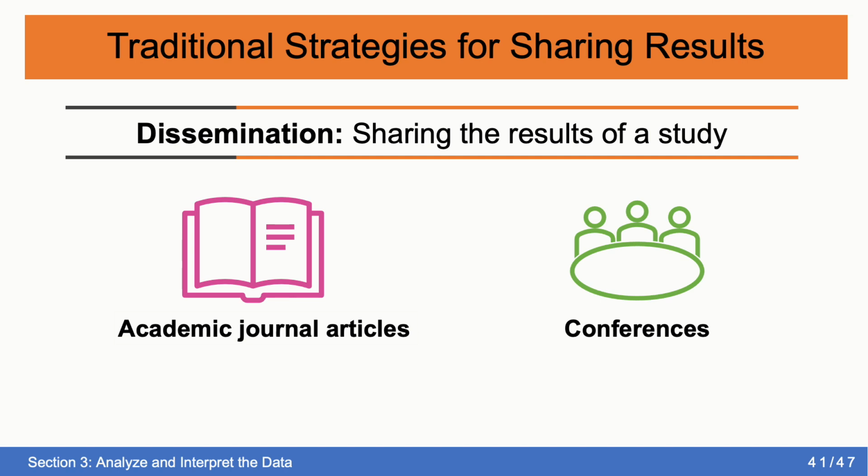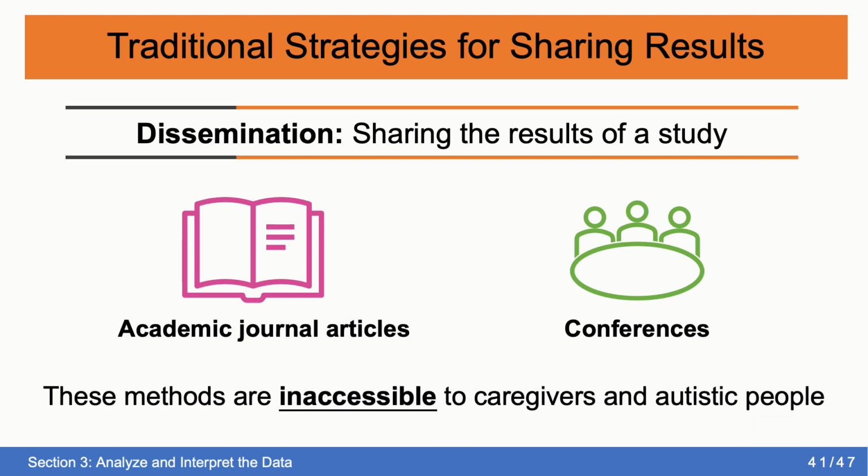Dissemination is the research term for sharing the results of a study. Researchers need to make a plan for sharing their results in the study protocol. Traditionally, research has been shared by publishing articles in academic journals, but research articles can be difficult to read and can also be very expensive if you do not have special access. Research is sometimes also shared at conferences, but usually the audience is other researchers or clinicians.